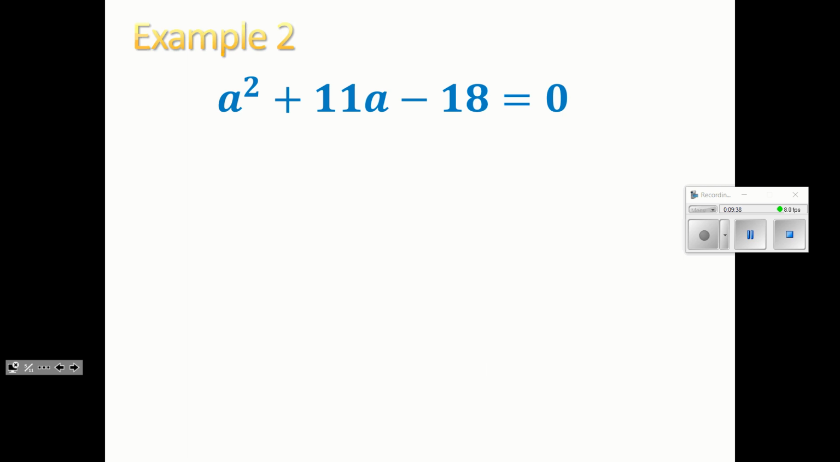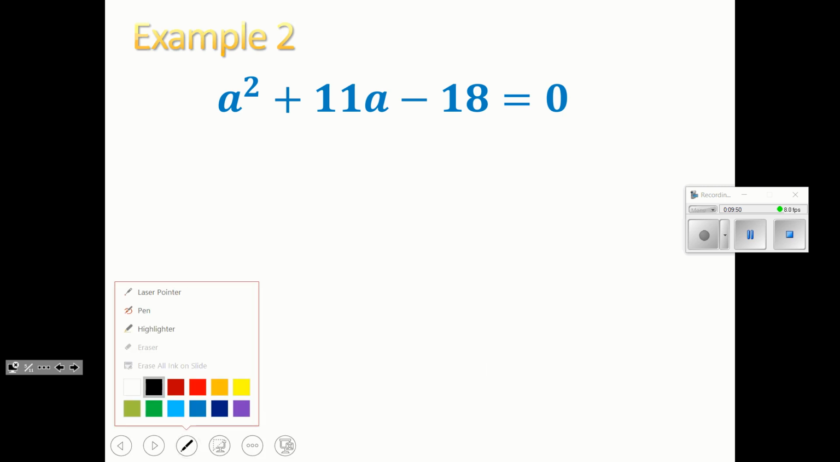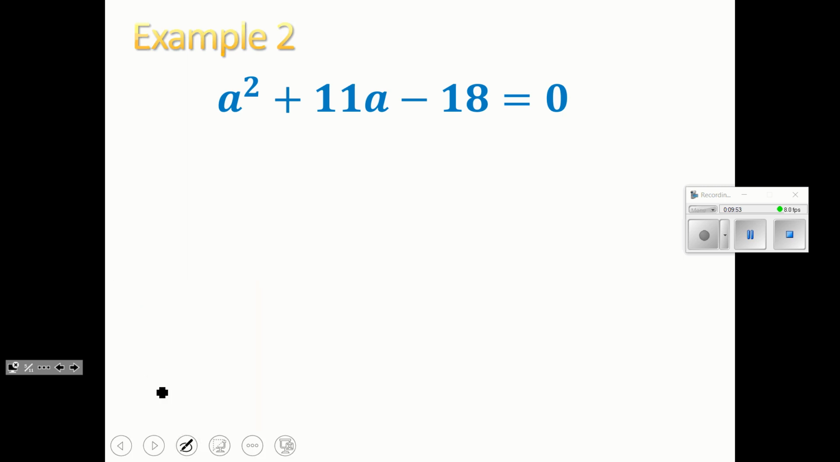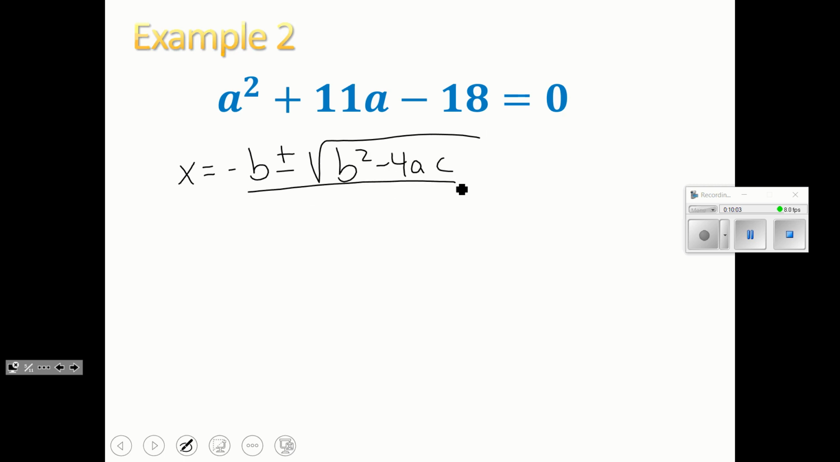So, okay, if you make columns on your notes, what would you say on the factoring side? I would say this one, you can't do this one by factoring. This one is not factorable. So let's try doing it by the formula. So factoring doesn't work for every single problem. Let's do this one by the formula. Okay, x equals negative b plus or minus the square root of b squared minus 4ac all over 2a. Let's define a, b, and c. a would be 1, b would be 11, and c would be negative 18.